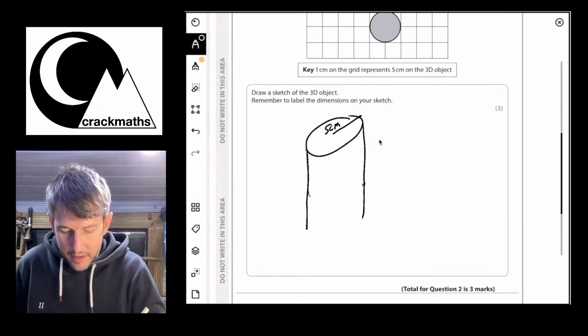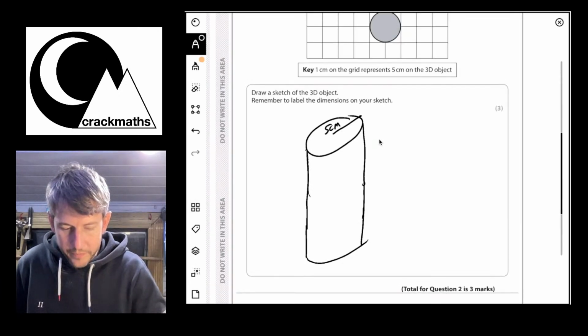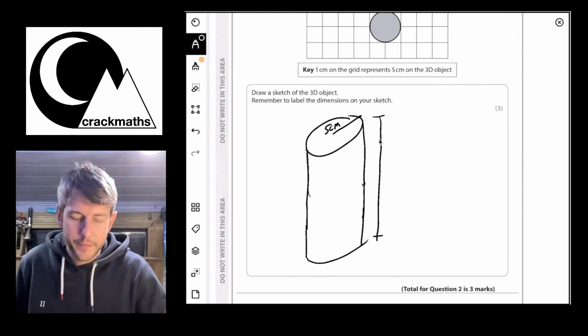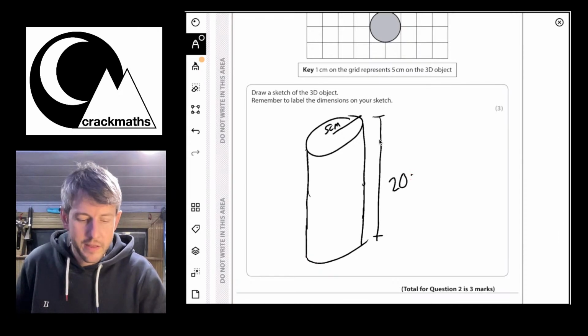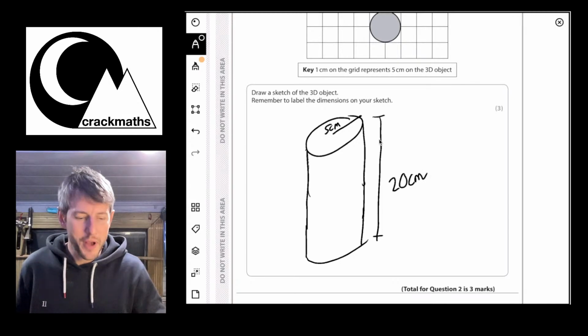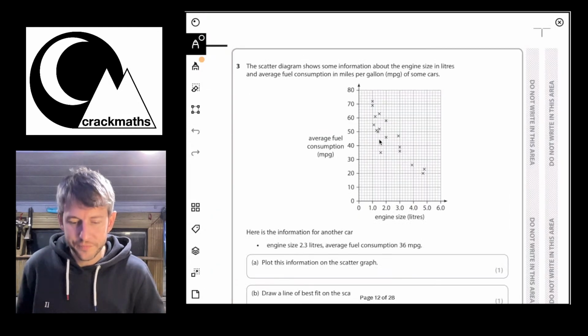So let's make that look realistic. So here we go. From here to here is going to be 20 centimetres. Okay, perfect. Let's try the next question.